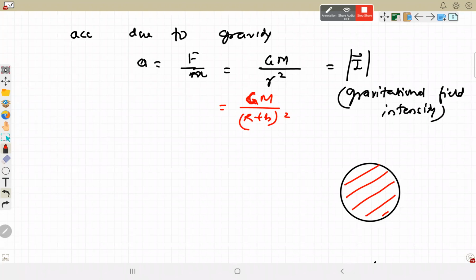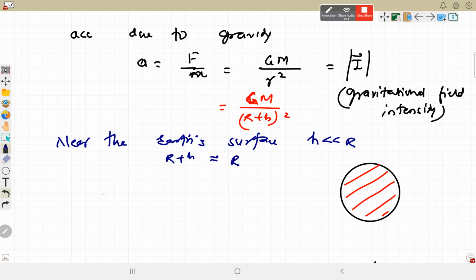Near the surface of Earth, when H is only of the order of a few meters, where the radius is 6,400 kilometers, the acceleration due to gravity is constant. H will be very, very small as compared to the radius of Earth, so we can write R plus H as R. Acceleration due to gravity is represented by g, and then it becomes G into capital M by R square, where M is the mass of Earth and R is the radius of Earth.